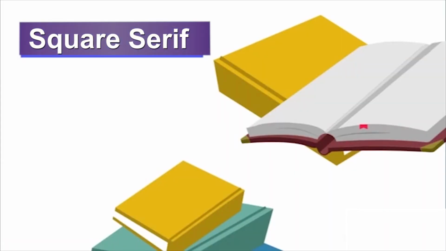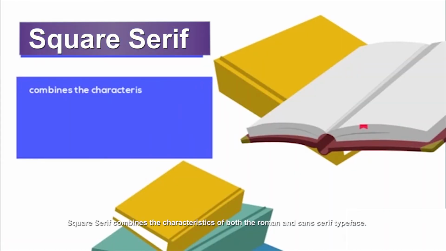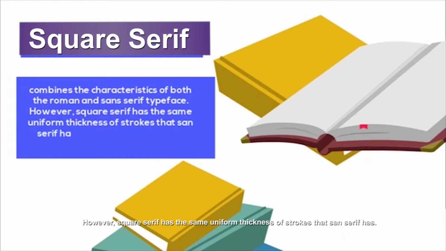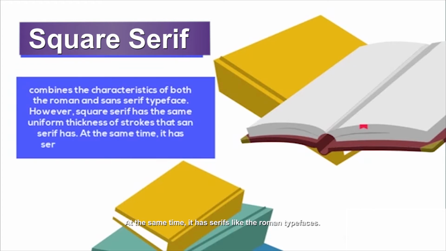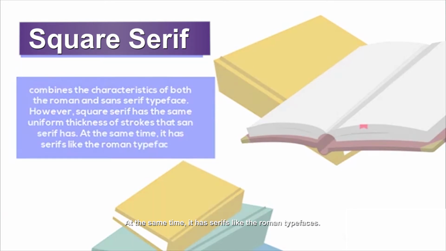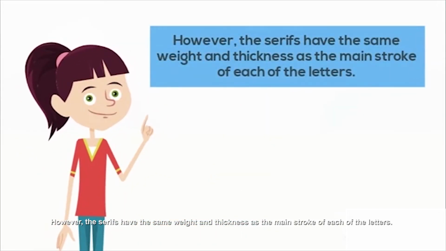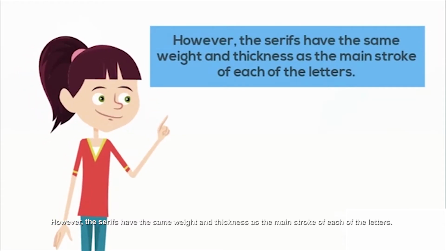Square serif. Square serif combines the characteristics of both the Roman and sans serif typeface. However, square serif has the same uniform thickness of strokes that sans serif has. At the same time, it has serifs like the Roman typefaces. However, the serifs have the same weight and thickness as the main stroke of each of the letters.